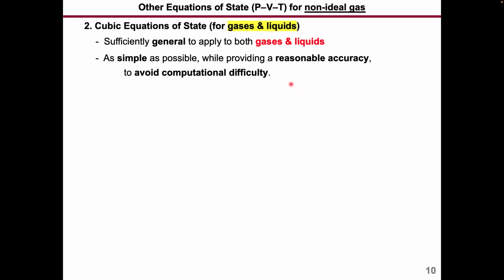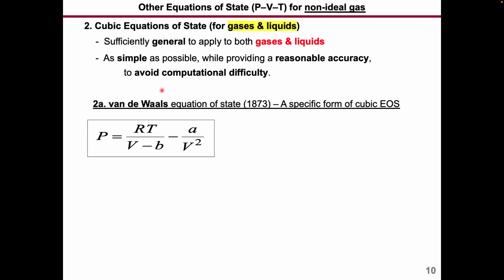And the second type of PVT relationship for non-ideal gas is called cubic equations of state. These cubic equations of state are applicable for both gases and also liquids, right? They are sufficiently general to apply to both gases and liquids, and as simple as possible while providing reasonable accuracy to avoid computational difficulty. Right, so one subcategory of cubic equation of state is called the van der Waals equation of state.